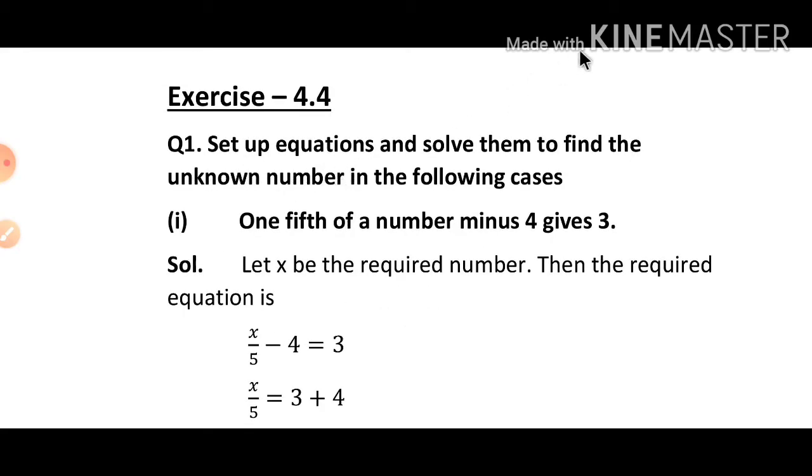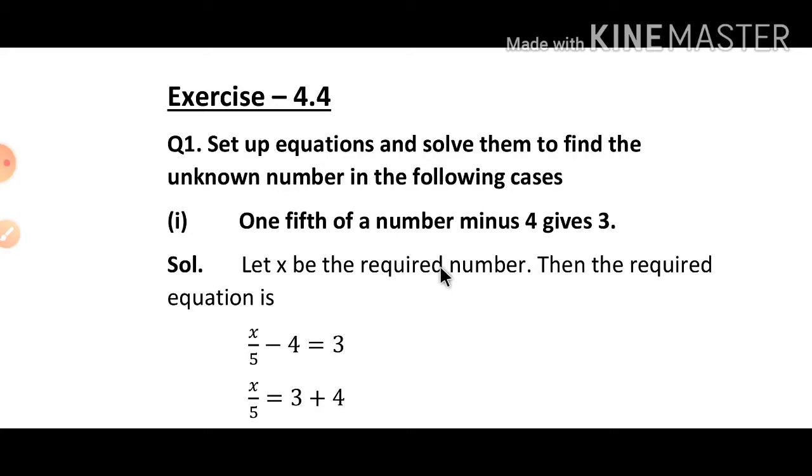Set up equations and solve them to find the unknown number in the following cases. Here the unknown number is not given and you have to find the value of that. So first of all you can see the statement is given. Using the statement you have to make up the equation. After making the equation you have to find the value of the given variable. So the first one: 1/5 of a number minus 4 gives 3.